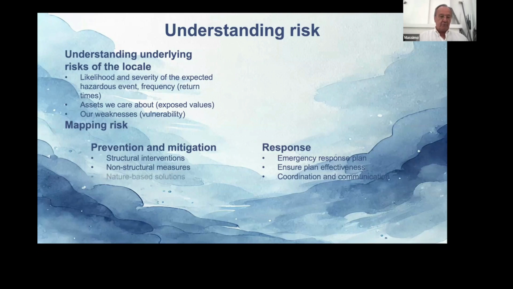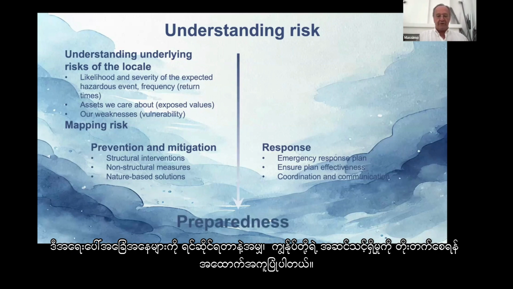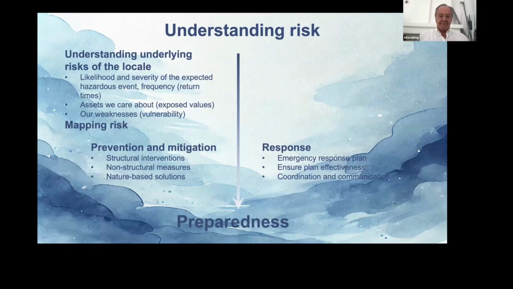And moreover, there are nature-based solutions to mitigate the impacts that relate to the capacity of nature to help us in undertaking some positive actions. And all this prevention and mitigation before and response after, they feed back into each other, one into the other, of these 2 phases, and they contribute to our increasing preparedness as long as we confront emergencies.